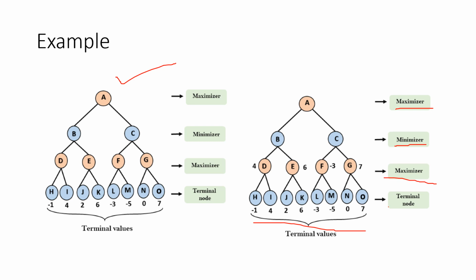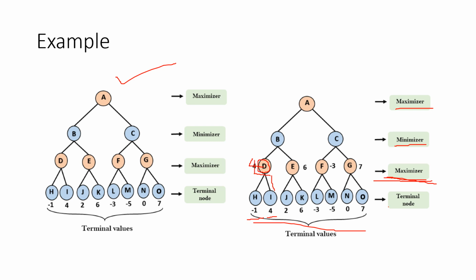Then we will start from the terminal nodes only. So we are starting at this level, and this level we have the maximizer. The first node is D. At node D, it will check the child nodes. You can see here -1 and 4. This level is max, so it will select the maximum value, so it will choose 4. That's why here it is written 4.